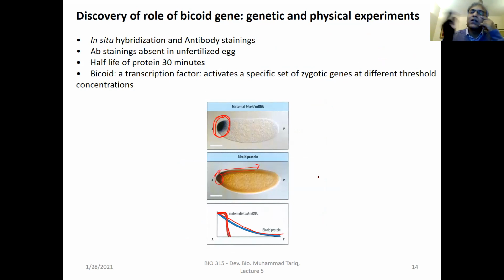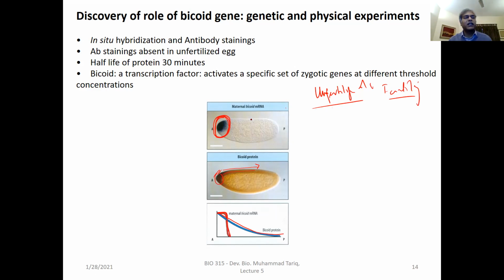And once they cloned the bicoid gene and made antibodies against bicoid, they could show that, yeah, already in the unfertilized egg we have bicoid messenger RNA, and we can clearly differentiate between unfertilized and fertilized eggs. In unfertilized, we will only see the messenger RNA, and in fertilized, because this bicoid messenger RNA only gets translated after fertilization by the sperm.